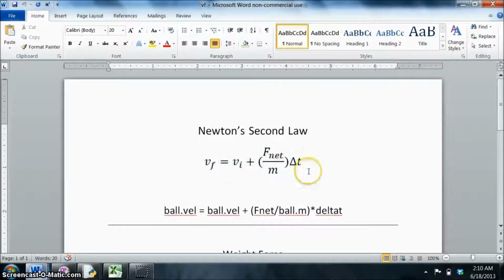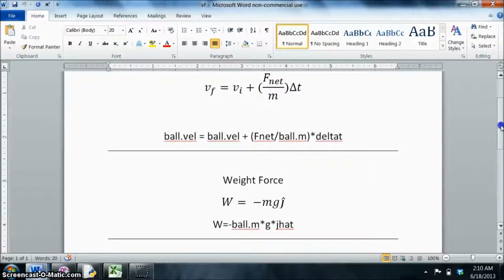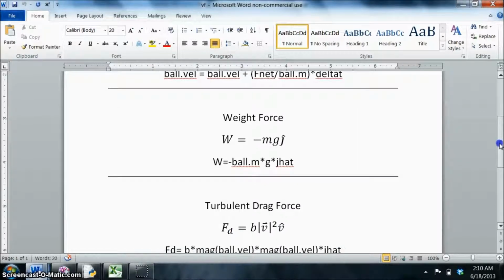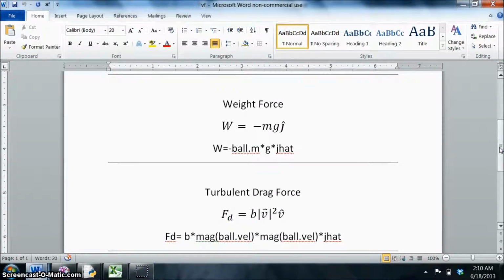In our last lab report, we analyzed an object moving at a constant velocity, in which we found that the net force is equal to 0. So, therefore, it would make this side of the equation 0, making the final equal to the initial, giving us a constant velocity. This time we're going to have two forces adding up to be our net force, and that is one of the goals of this lab, that the net force is now going to be non-zero.